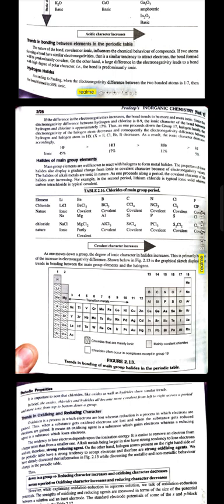Hydrogen halides. According to Pauling, when the electronegativity difference between the two bonded atoms is 1.7, the bond formed is 50% ionic. If the difference in electronegativity increases, the bond tends to be more and more ionic. Since the electronegativity difference between hydrogen and chlorine is 0.9, the ionic character of the bond between hydrogen and chlorine is approximately 17%.